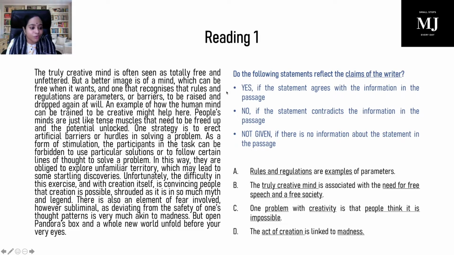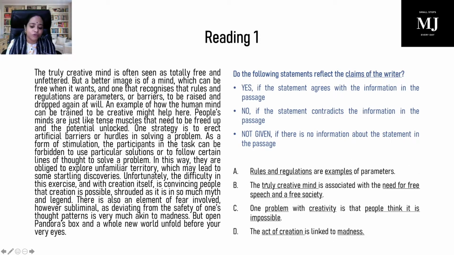Oh, recognize that, rules and regulations. Look here, guys, rules and regulations. So we did find our keyword: parameters. It directly says that rules and regulations are parameters, whereas in the question it says rules and regulations are examples of parameters, which mean one and the same thing. That means this A1 is absolutely true.